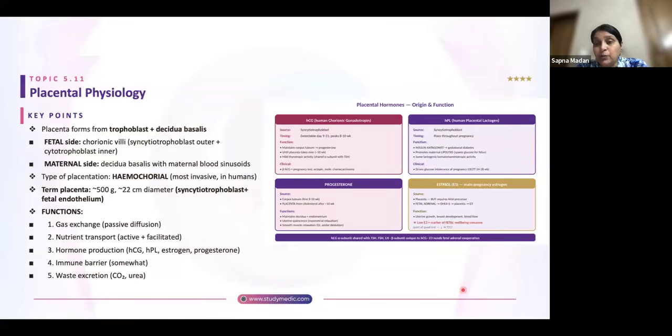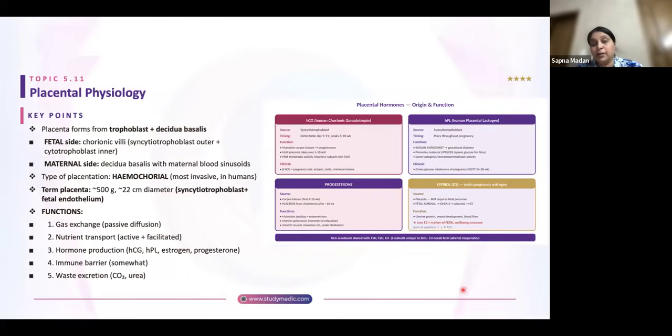Talking about estriol, which is mainly E3, that is the main pregnancy estrogen. The source is placenta, but it requires precursors from the fetal adrenals. So the dehydroepiandrosterone sulfate, from it, in the placenta, is going to give rise to estriol or E3. Function is uterine growth, breast development, and blood flow.